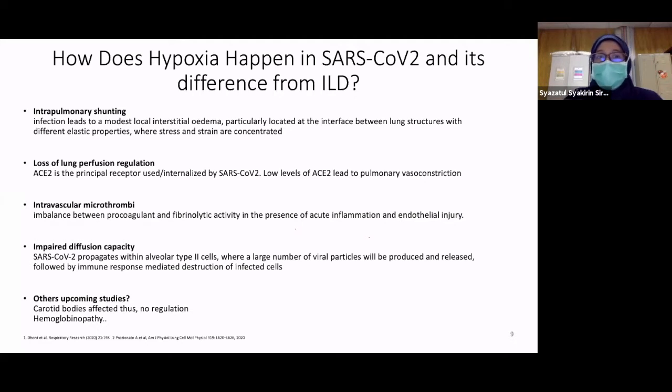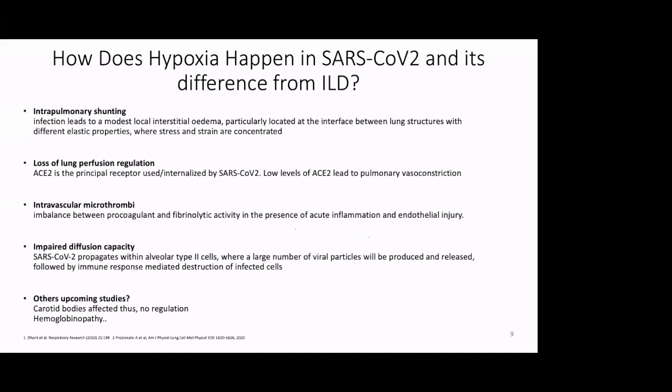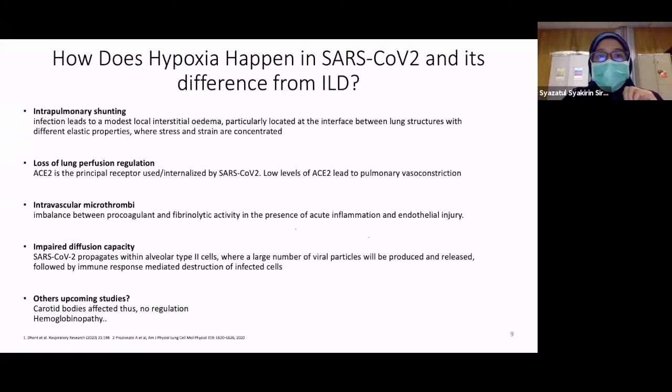So the stress and the strain are concentrated. Number 2 is the loss of lung perfusion regulation. The ACE2 is actually a principal receptor that is internalized by the SARS-CoV, so a low level of ACE2 will lead to pulmonary vasoconstriction. Another hypothesis is that the reason for the hypoxia is intravascular microthrombi, which is due to the acute inflammation and endothelial injury during the cytokine storm.